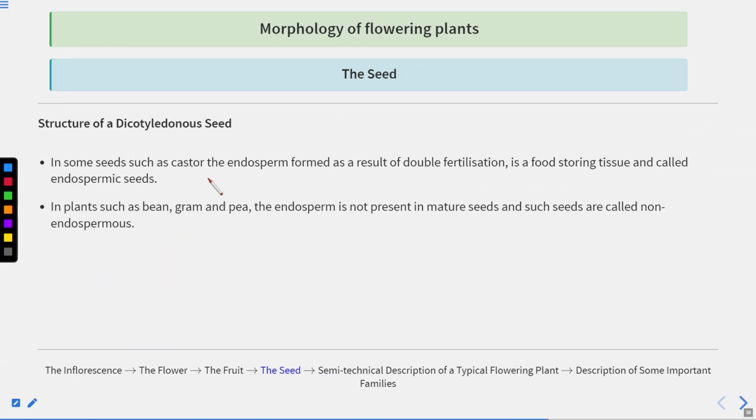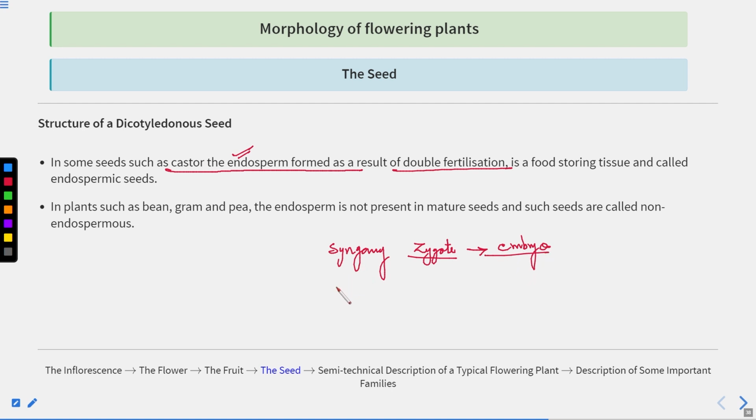In some seeds such as castor, the endosperm is formed as a result of double fertilization. Okay, as we see in the case of angiosperms, there is a double fertilization, right? And what is formed after this double fertilization? At first fertilization, that is syngamy, and that forms the zygote. Zygote forms the embryo.